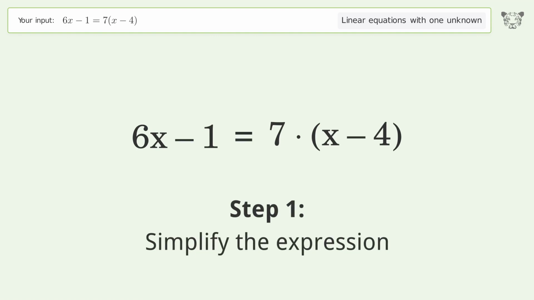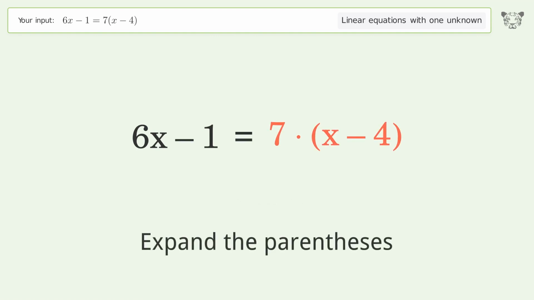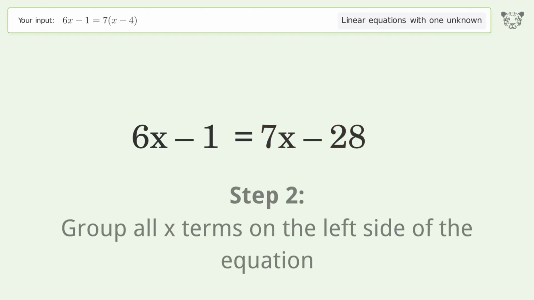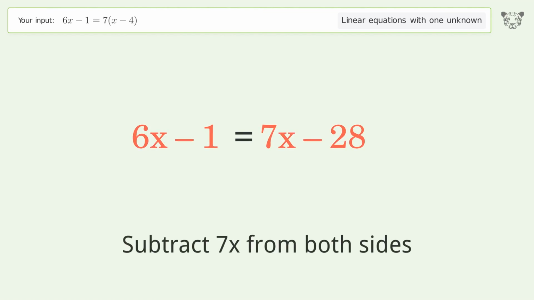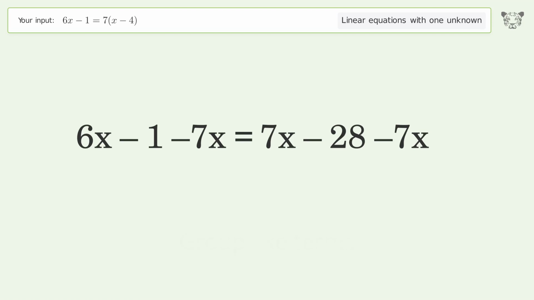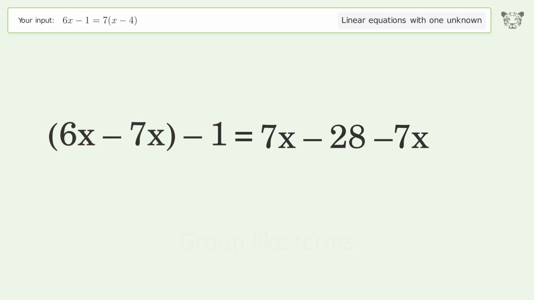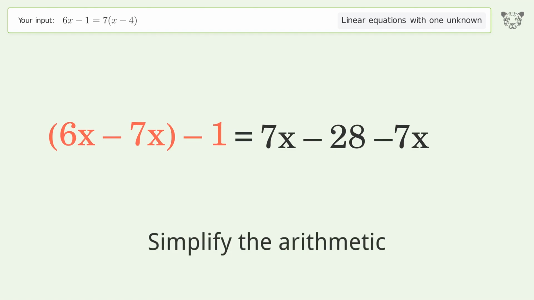Simplify the expression. Expand the parentheses. Simplify the arithmetic. Group all x terms on the left side of the equation. Subtract 7x from both sides. Group like terms. Simplify the arithmetic.